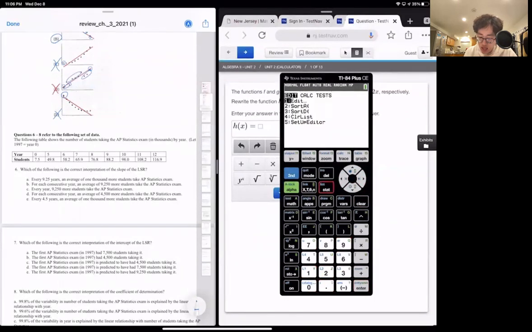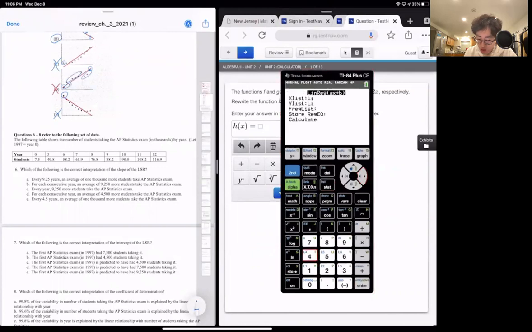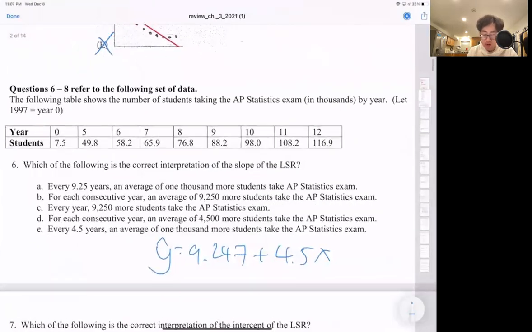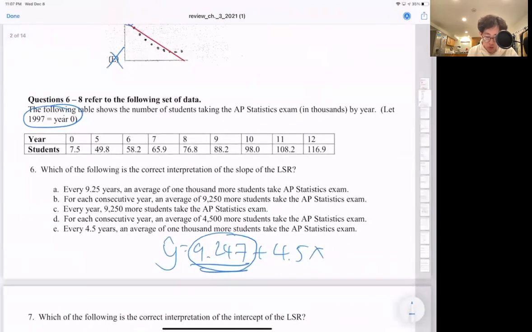All right, so stat, calc, 4. Let's press enter. Bam. All right, so that means y hat equals 9.24 plus 4.5x. So that's my best line of fit, the least squares regression line. This is talking about the y-intercept at year 0. At year 0, the number of students I should have is 9.247, even though this is not the actual number. This is the predicted amount at that particular time.